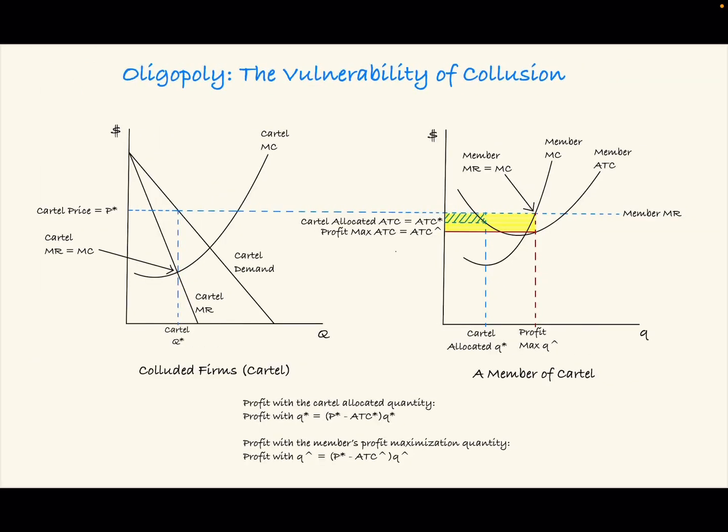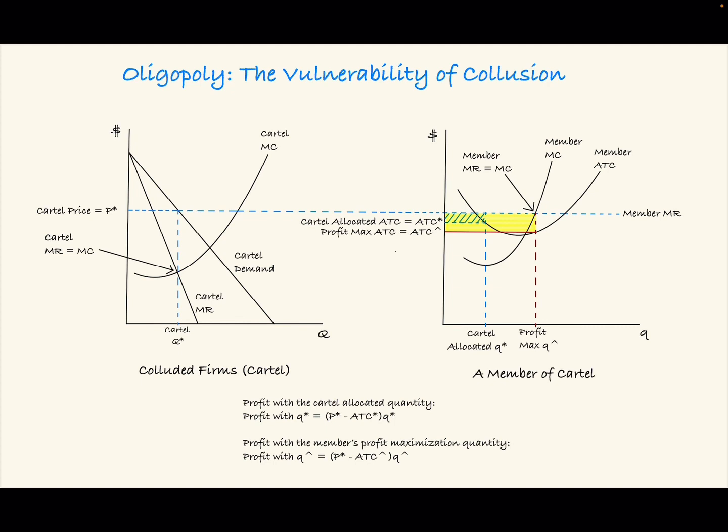Now we're going to take a look at the vulnerability of collusion in oligopolies. Remember, when firms collude as a cartel, they act as a monopoly. Therefore, they face a downward sloping demand curve. Now, to maximize the cartel's profit, they will find the quantity where the cartel's marginal revenue is equal to the cartel's marginal cost. In the graph on the left, the cartel maximizes its profit at cartel Q star and the cartel price, or P star.